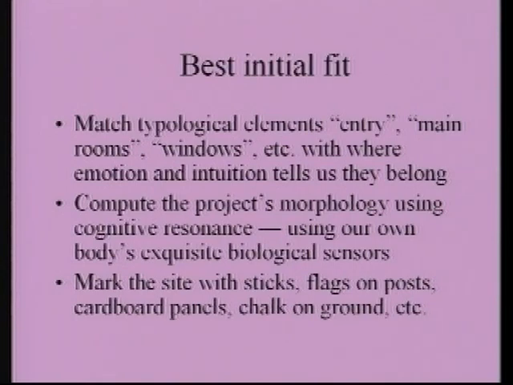So what I'm proposing is to match the typological elements such as the entry, the main rooms, the windows, etc. of the building or cluster of buildings that we're going to be designing with where our emotion and intuition tells us they belong. And this is a computation. It's been computed by our sensory system and our brain, and it's computing the project's morphology using cognitive resonance, what feels to us to be the perfect position and the place. And we're using our biological sensors which have evolved and are still unmatched by any computer as far as visualization and computation of geometry is concerned. Now, I'm still being vague. I will go into detail later.